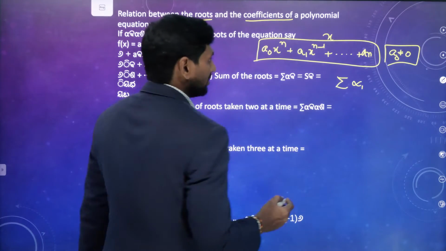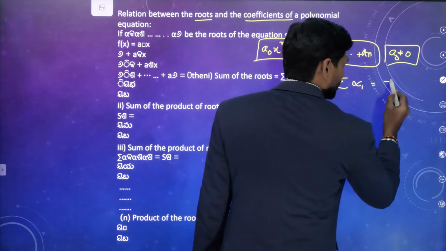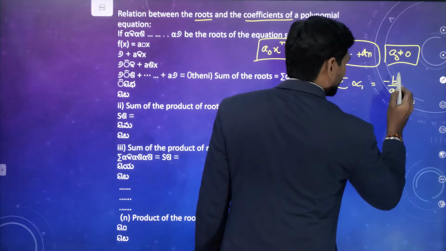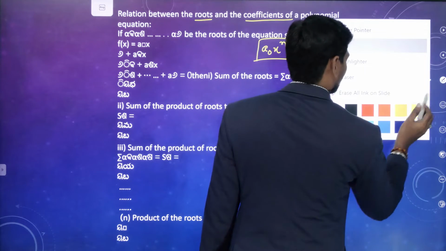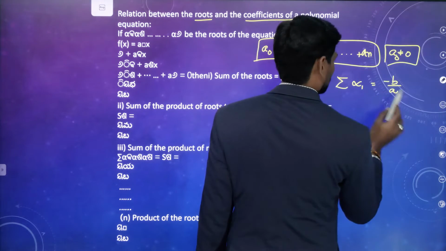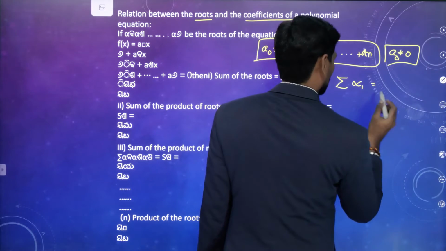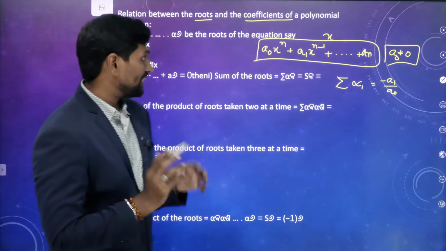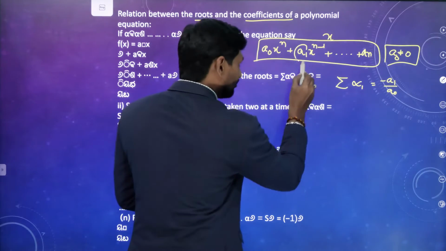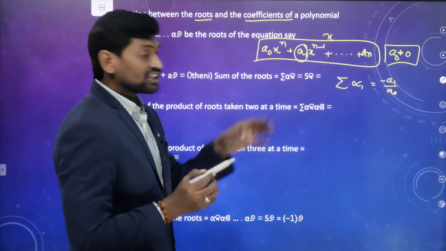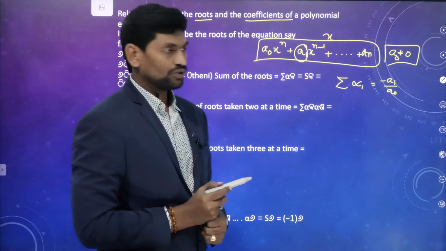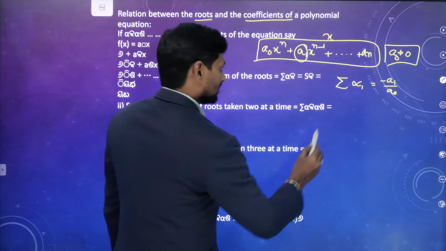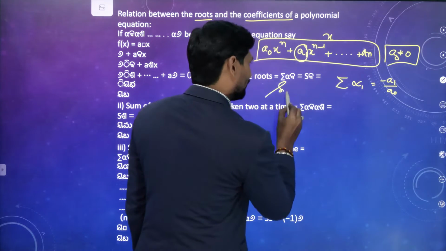So sigma alpha 1 equals minus b by a, or minus a1 by a0. Minus a1 means what? The second term coefficient by the highest term coefficient, the x power n coefficient. This is called the sum of roots.